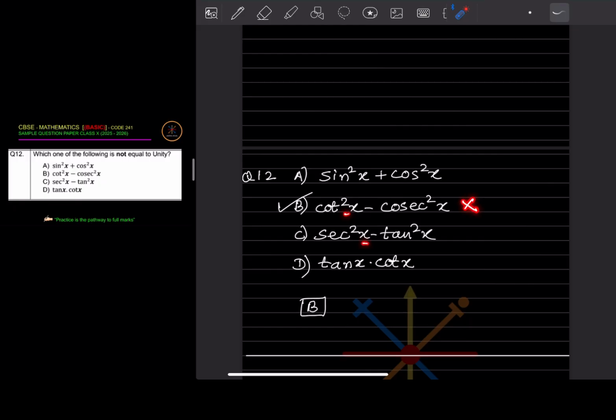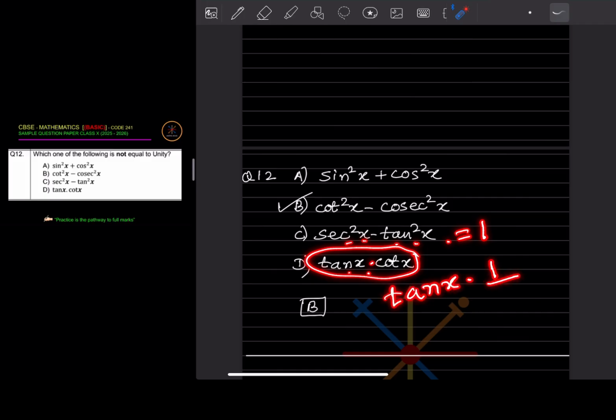And again here, sec square x minus tan square x is also going to be 1. And this dot means multiplication. I'll show you how this is going to be 1. tan x and cot x, you know cot x is 1 by tan x. So now this and this get cancelled out, and what remains is just 1. So this is also going to be 1. So this is not unity. So we can say option number B.